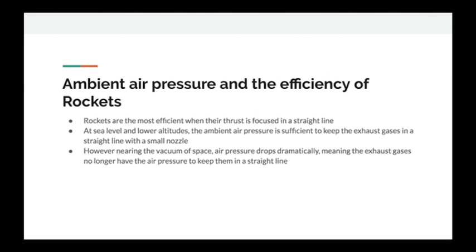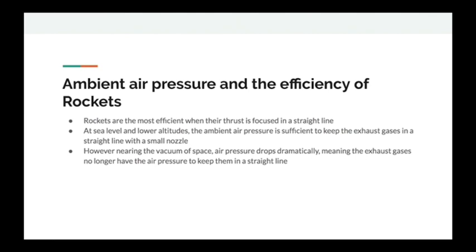So at sea level and lower altitudes, the ambient air pressure is sufficient to keep the exhaust gases in a straight line with a small nozzle, because as you recall, a nozzle serves to speed up and also lower the pressure of the exhaust gases. However, nearing the vacuum of space and higher altitudes, the air pressure drops dramatically, meaning the exhaust gases no longer have the air pressure to keep them in a straight line behind the rocket motor.